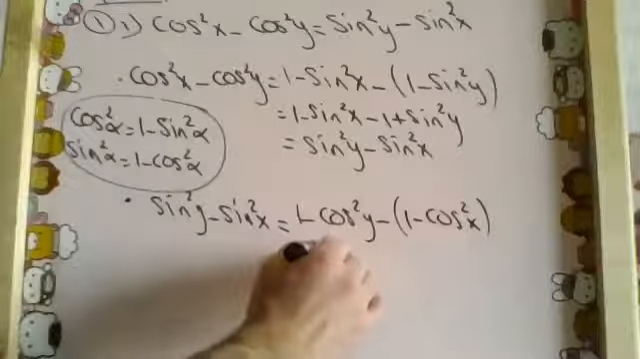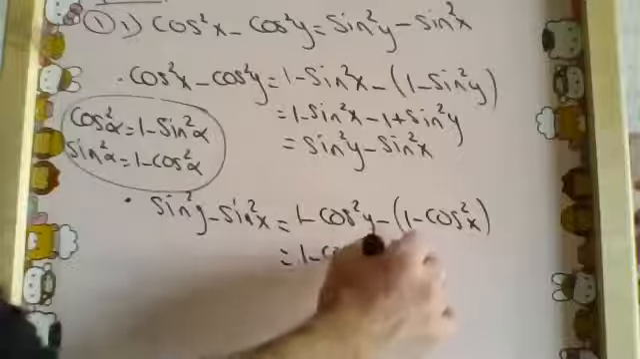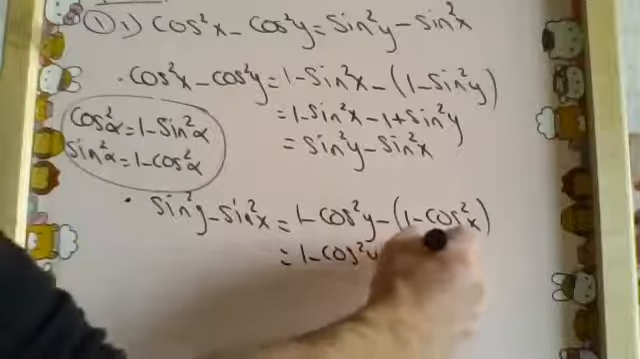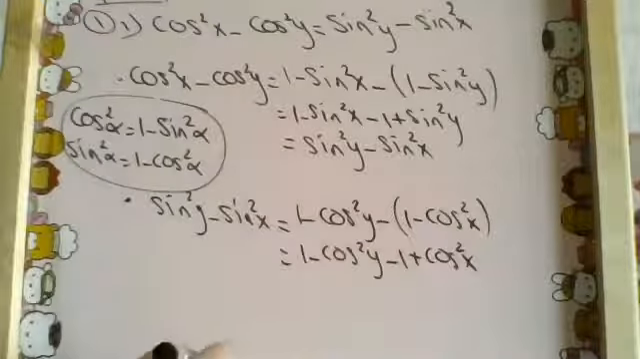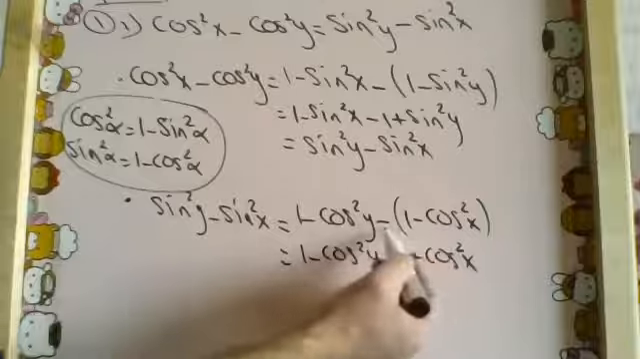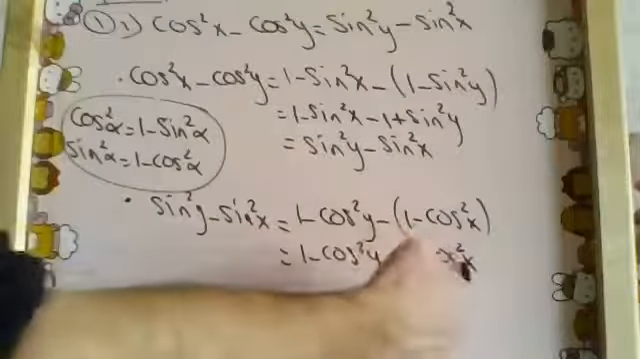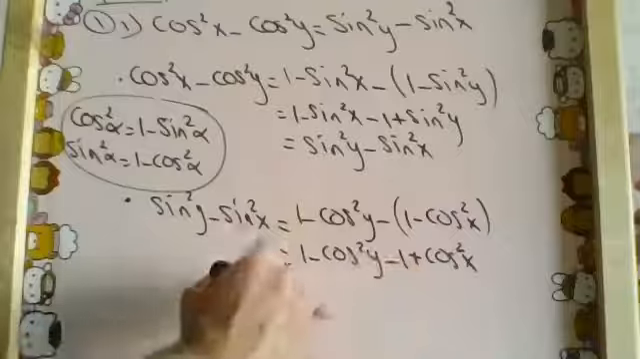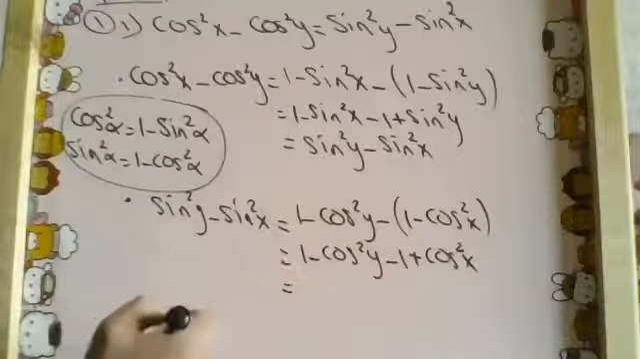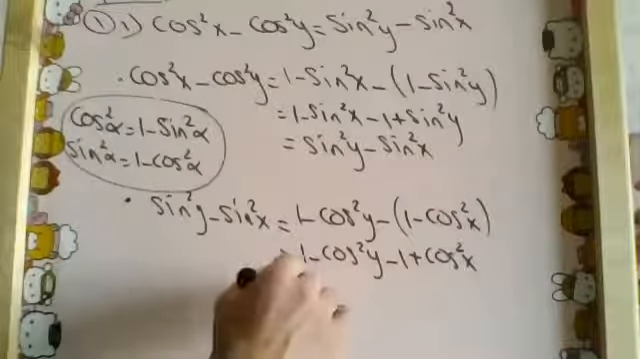So it is 1 minus cosine squared y minus 1 plus cosine squared x. You can skip this step. The negative sine squared x becomes negative 1 plus cosine squared x. No problem if someone writes 1 minus 1, 0. You get cosine squared x minus cosine squared y.